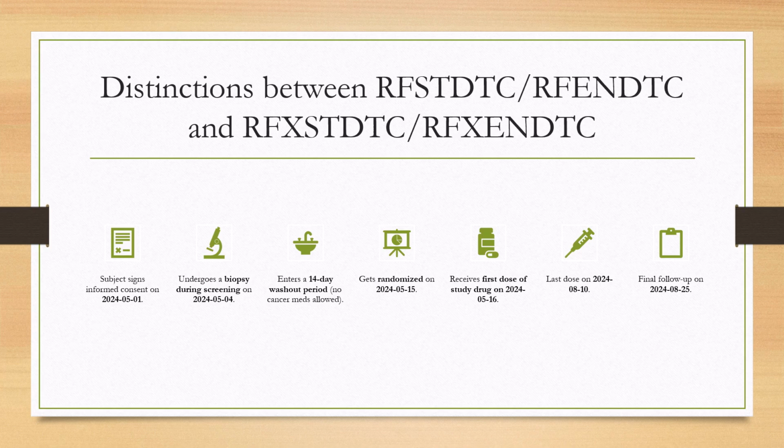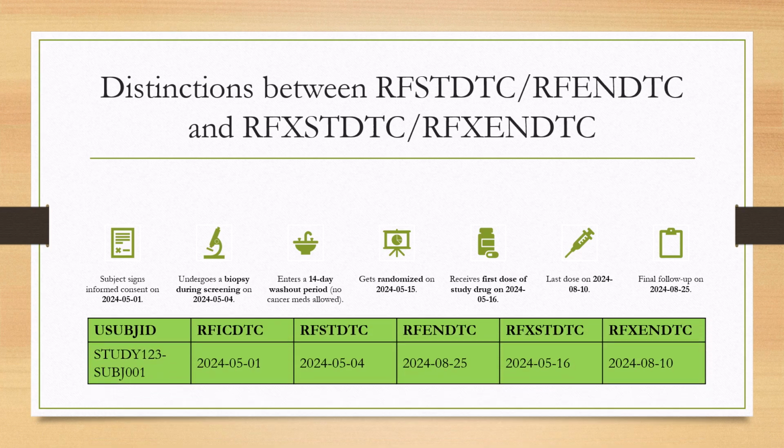So based on the information we have collected so far, let's understand which information will go in which DM variable. This is the information which I am showing you regarding all the date variables which will be populated in the DM domain. Now let's understand how these are populated. We know that the subject signed the informed consent on the 1st of May 2024. So it was easy, and we can say that this date becomes the informed consent date, that is the RFICDTC.